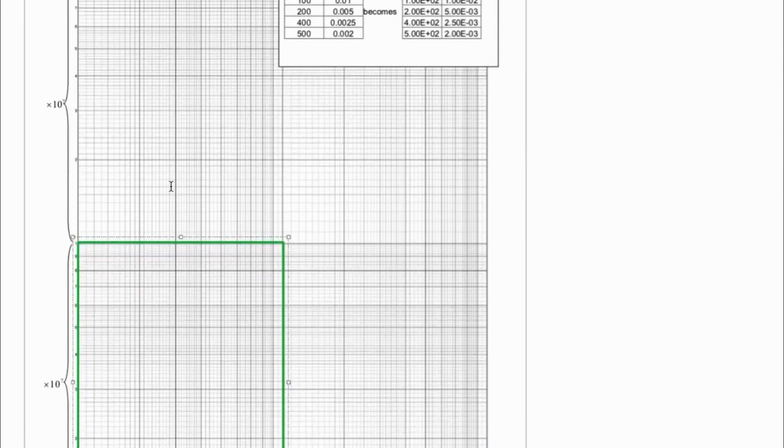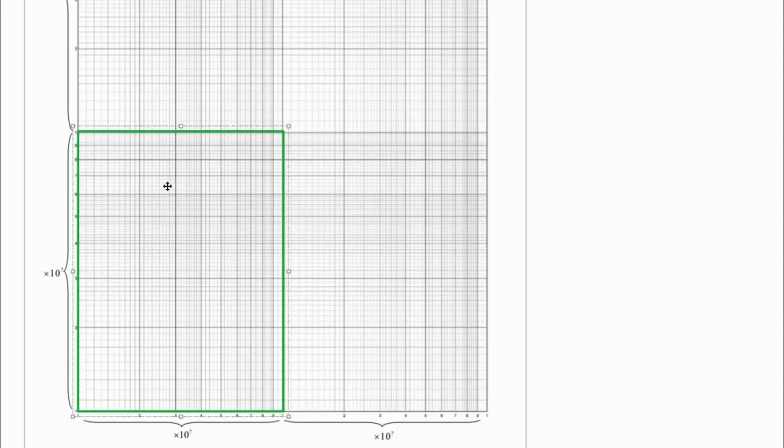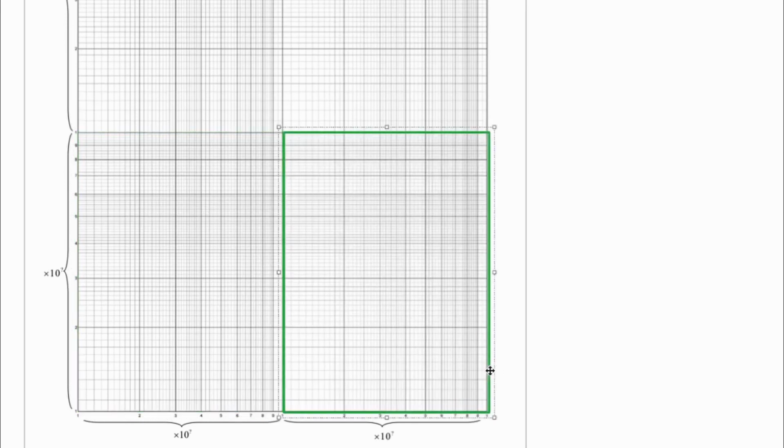What we have here is a 2x2 cycle logarithmic piece of graph paper. You can get customized 3x3 or 2x3 or whatever. But for the purposes of what we're working with, we're just going to do a 2x2. So this represents one decade, powers of 10. This over here would be the second decade on the x-axis.